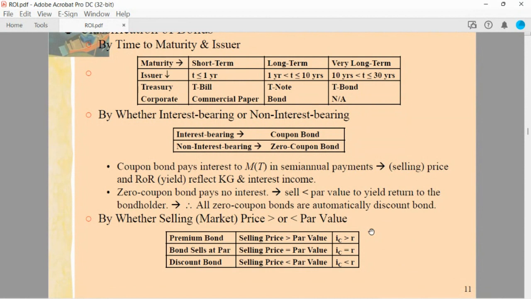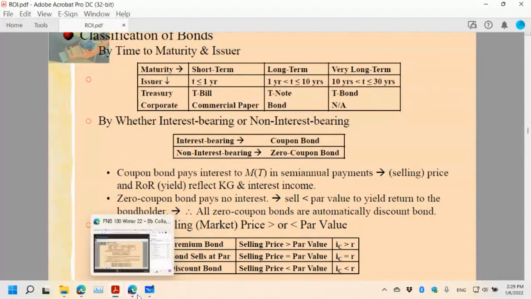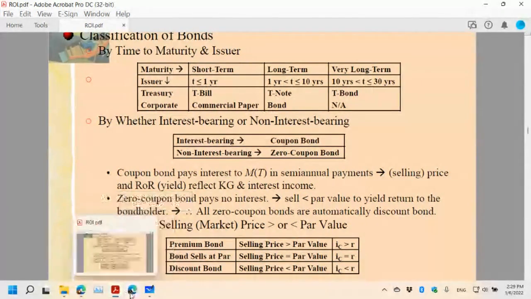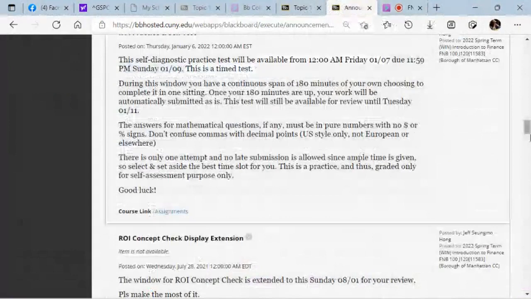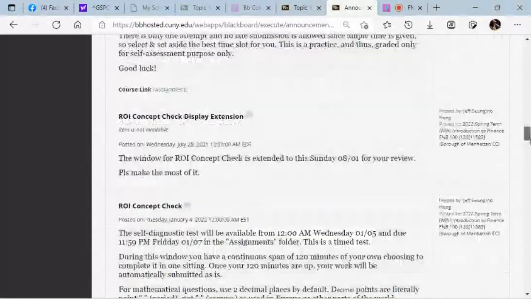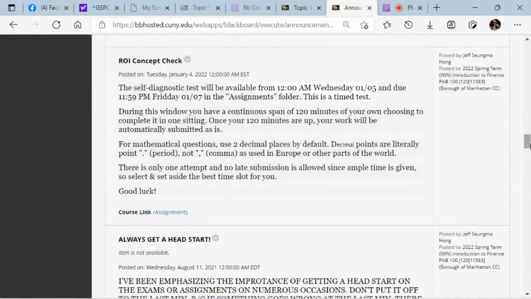Let me just check the dates. It wasn't the 27th, I just checked. The dates are all correct, right? The ROI concept check is due Friday the 7th, not the 27th, okay?